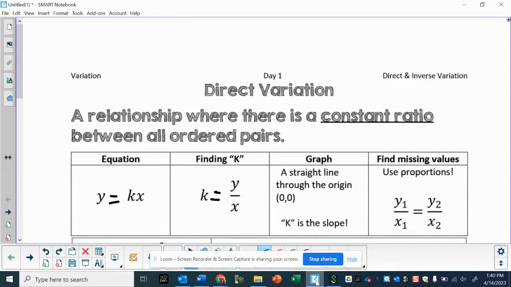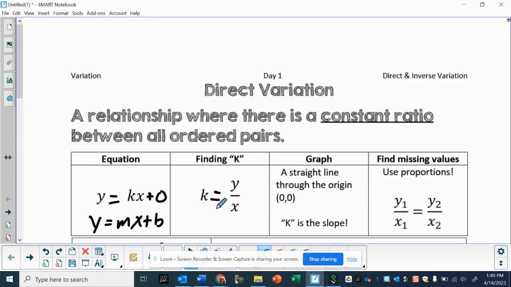Direct variation is a relationship where there is a constant ratio between all ordered pairs. If you're going to write direct variation as an equation, the equation would be y equals kx. This is similar to y equals mx plus b, but b is always equal to 0.